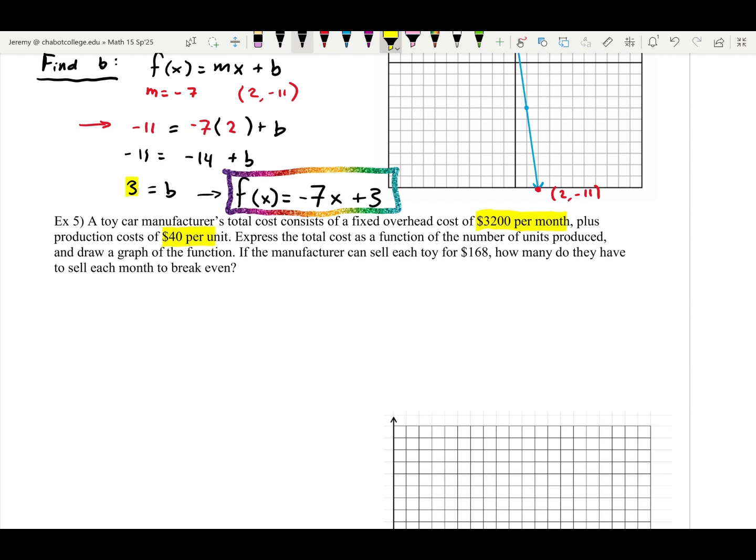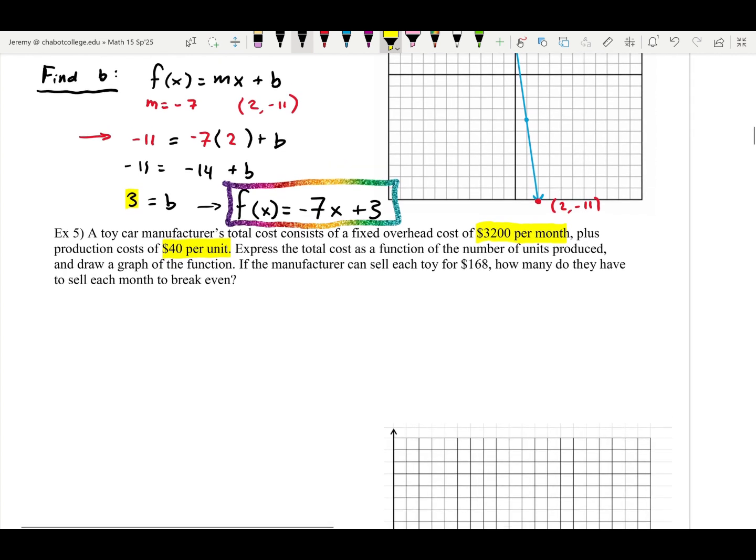So this is like a variable cost, which is going to depend on the level of production. So this might include the cost of materials for making these toy cars. What we want to do is express the total cost as a function of the number of units produced. Okay, so this is saying that our independent variable is going to be the number of units produced. And then we want to draw a graph of the function. If the manufacturer can sell each toy for $168, how many do they have to sell each month to break even?